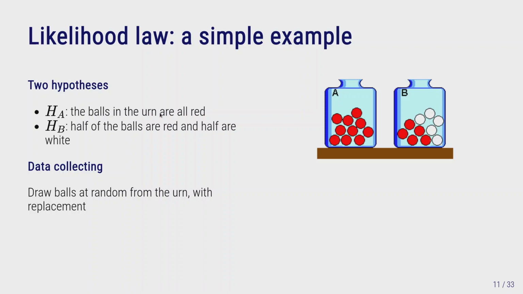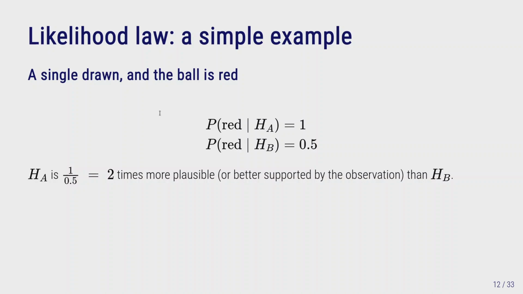So in this case, we have only two hypotheses. The first one, hypothesis A, says the balls in the urn are all red. You have only red balls in the urn. And the second hypothesis says half of the balls are red and half of the balls inside this urn or box are white. The procedure to collect data about the system is to pick some balls at random from the box. Suppose we did this once, a single draw, and the ball was red.